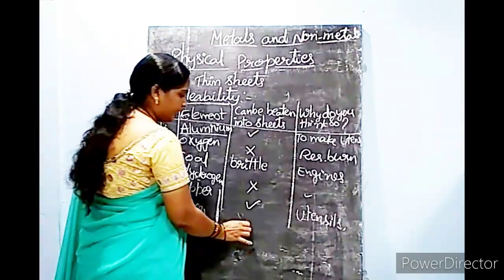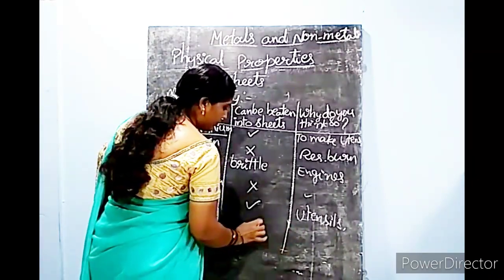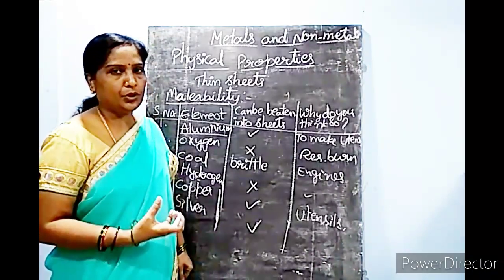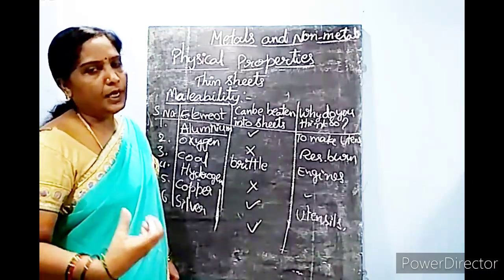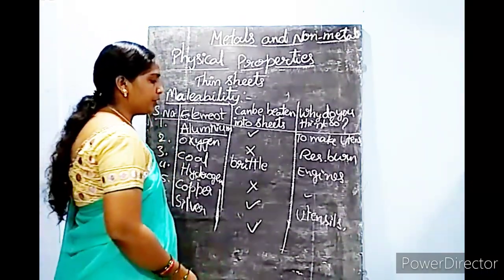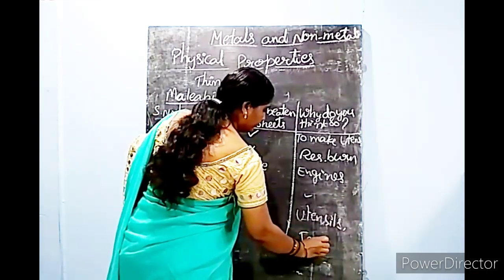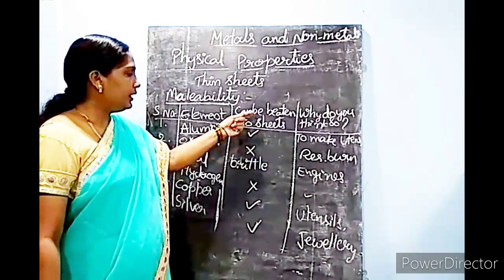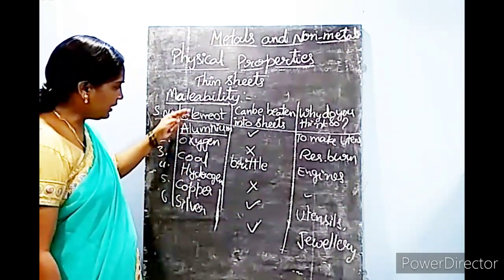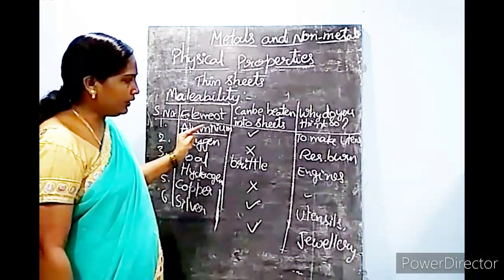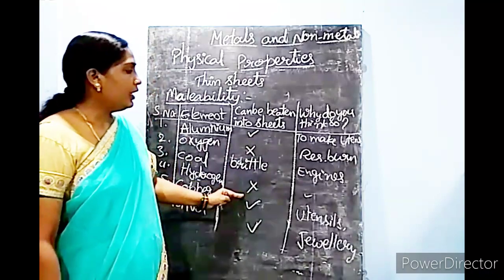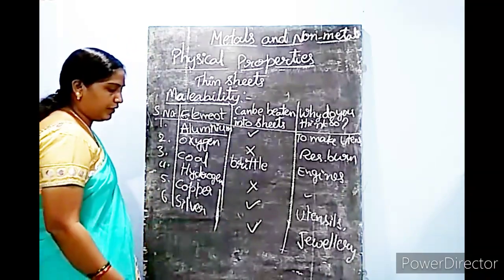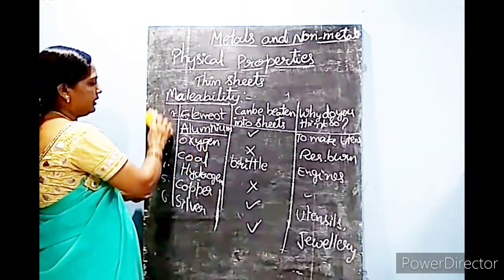And silver, can it spread into sheets? Yes. That's why we are able to make any number of silver items. I'll show you one of the silver items. It is showing the property of malleability. Due to that, we are able to make many jewelry items with silver. So all these elements which show the property of malleability come under the metals group. So this is one way to find out metals and non-metals.